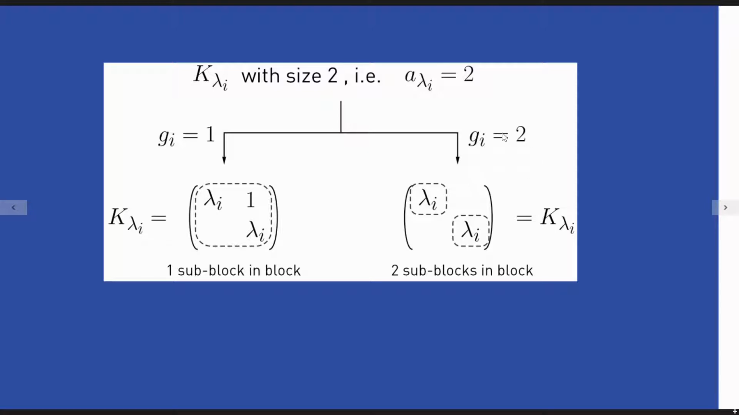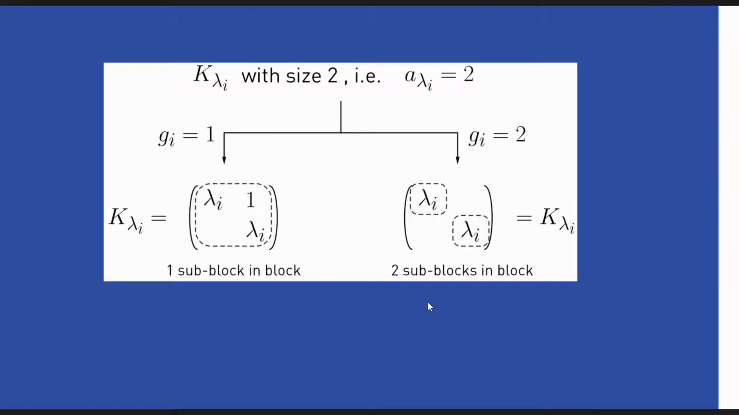The other option is that the geometric multiplicity of the eigenvalue is 2, which means there are two subblocks inside of the larger Jordan block k lambda I, which you can see here. So the block looks like this. Lambda I on the diagonal and all the other entries are 0.